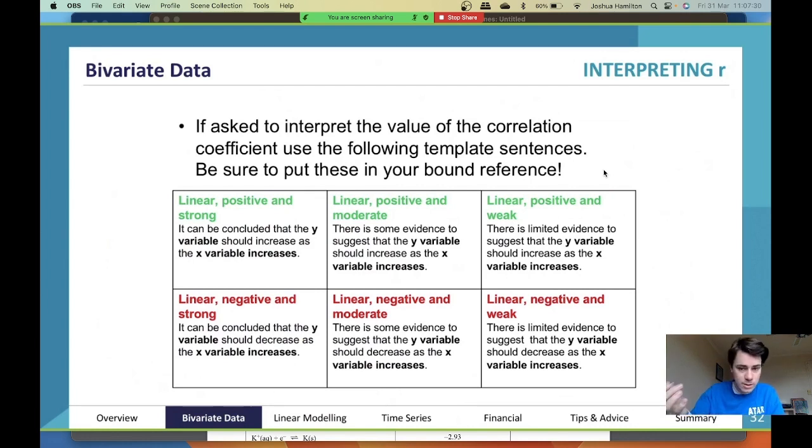And then here's a really good table. I'm not going to go through this, about how to interpret R values as well. So obviously we discussed this, but then this is where you can describe it. You just change the bold words there. You say whatever the Y variable or the X variable was, and you can quickly describe what's going on. And this is a really good little table.